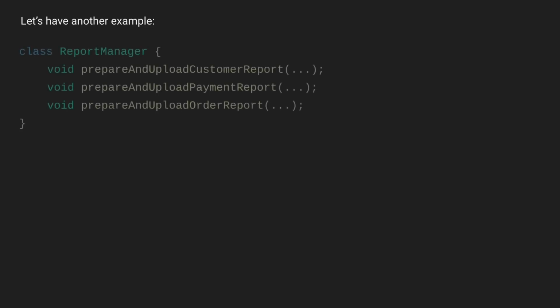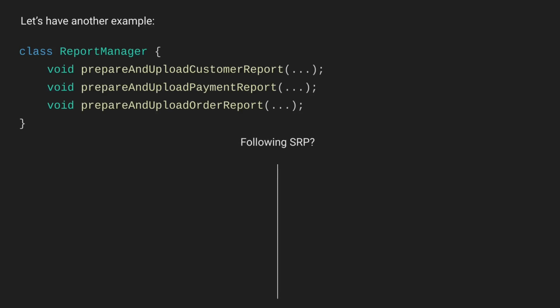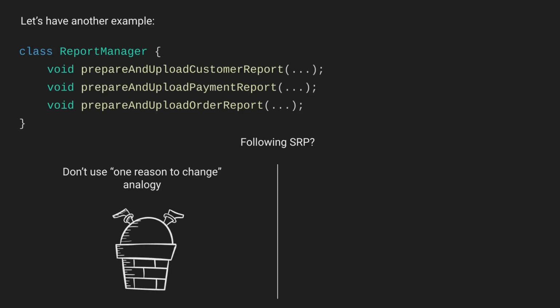Let's have another example. Let's say we have a report manager class that is preparing and uploading reports to the cloud. Is our report manager following single responsibility principle? Well, if we don't have a definition of single responsibility, then we will be stuck again. We can say that report manager is responsible for preparing and uploading reports and indeed following single responsibility principle. Or we can also say that every method should be wrapped in its own class.